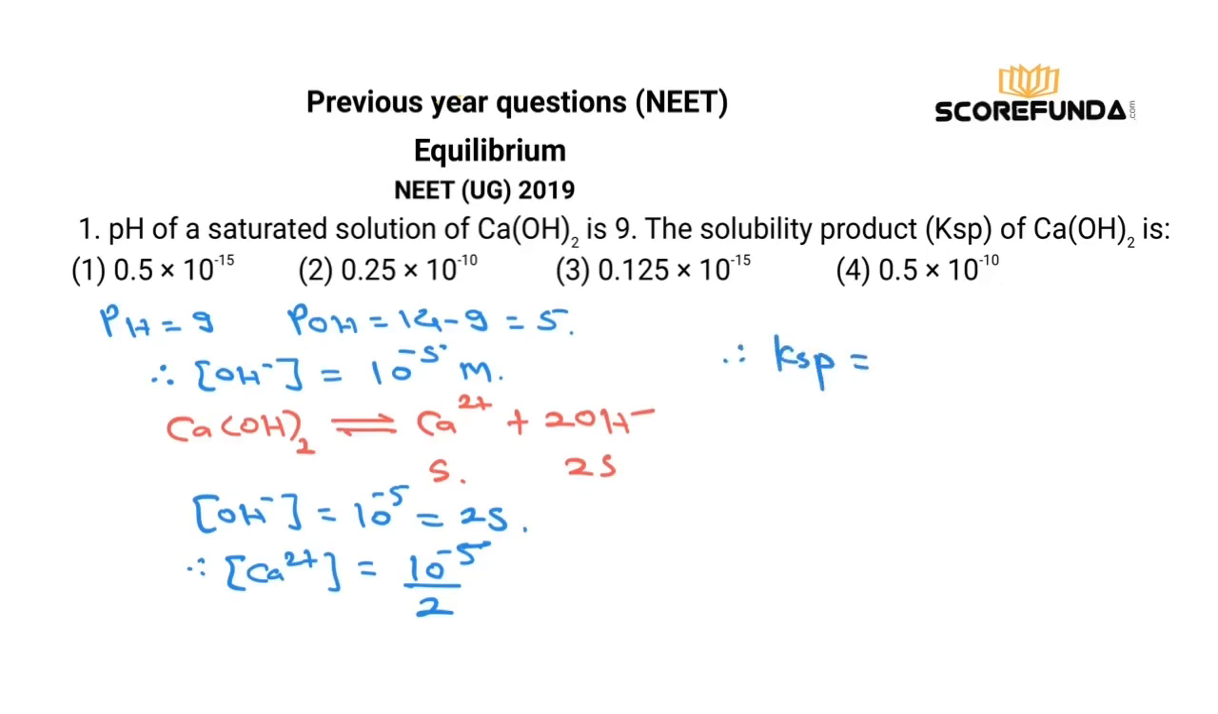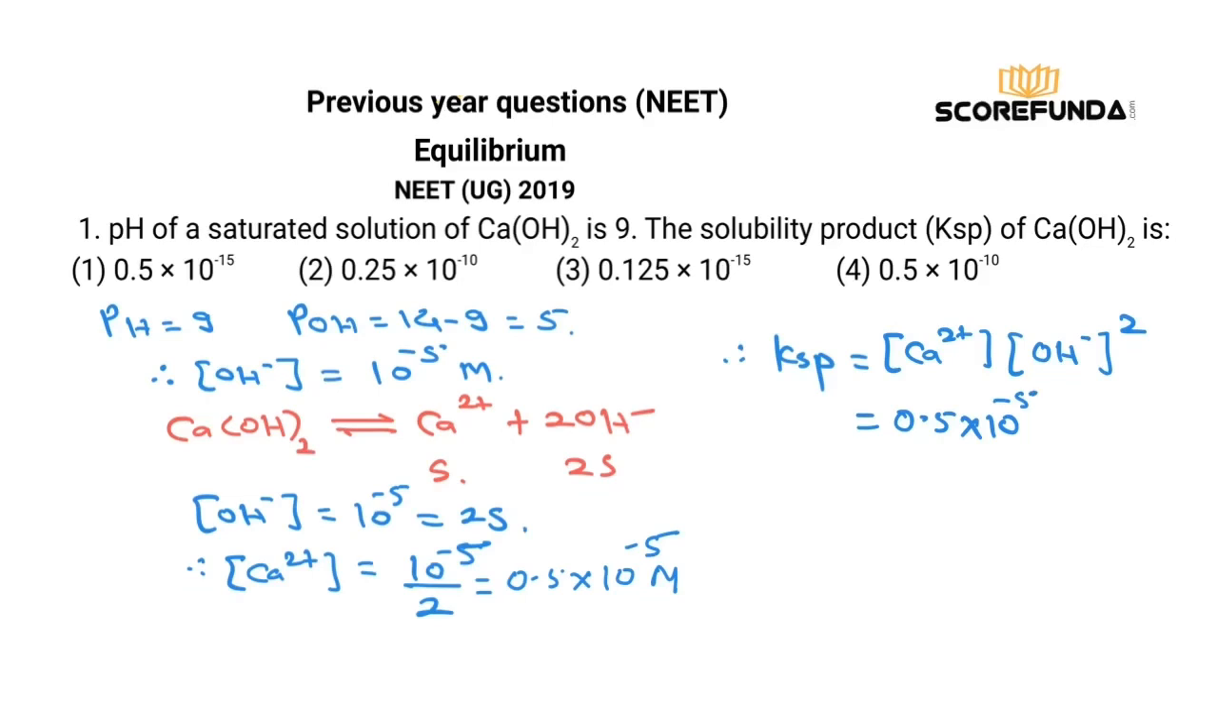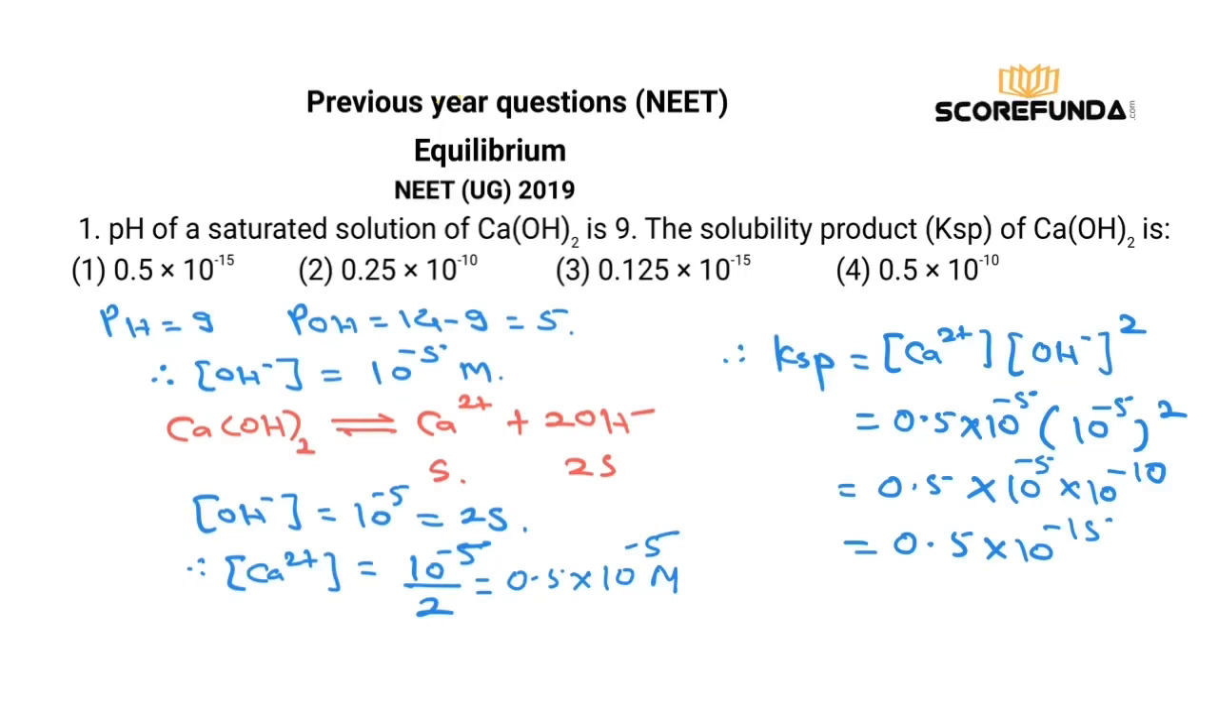Ksp should be equals to concentration of Ca2 plus into concentration of OH minus square. That will be equals to 0.5 into 10 to the power minus 5 into 10 to the power minus 5 square, which will be equals to 0.5 into 10 to the power minus 5 into 10 to the power minus 10. That will be equals to 0.5 into 10 to the power minus 15. और इसीलिए हमारा आंसर होना चाहिए ऑप्शन 1.